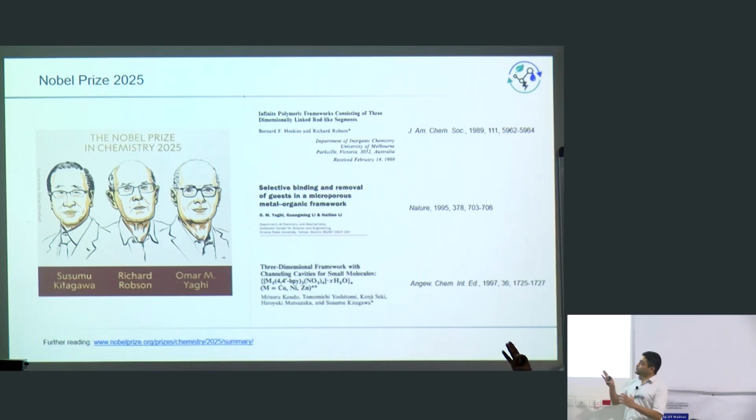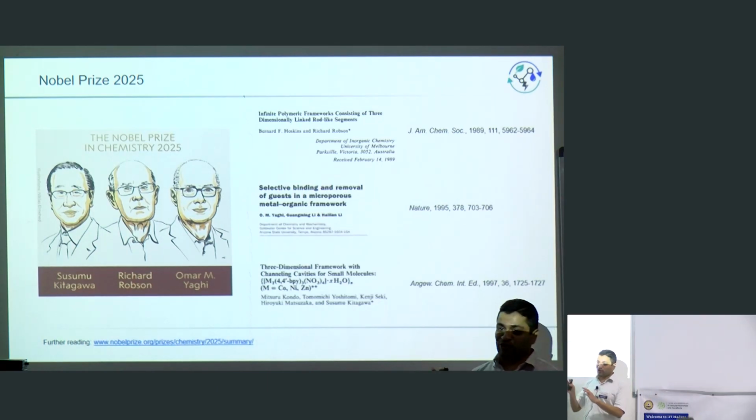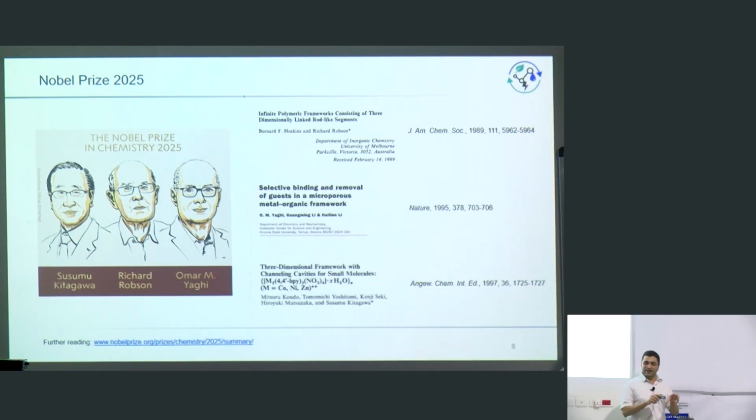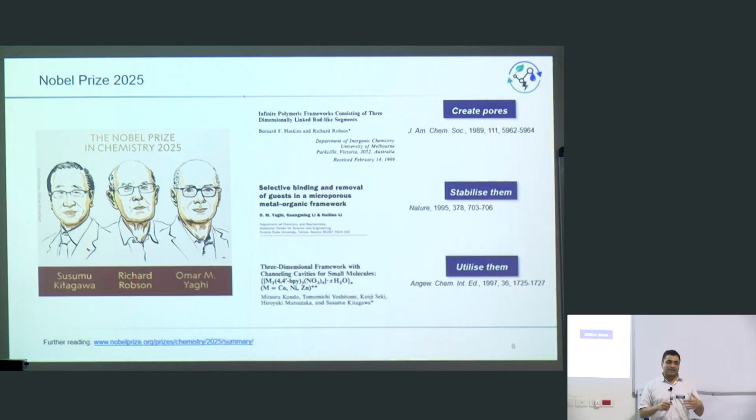Again, you don't have to remember everything or follow everything, but if you have to just take the key ideas from this: amongst the three, Robson kind of showed that pores can be created, Yaghi showed that the pores can be stabilized, and Kitagawa again showed that the pores can actually be utilized. They're not just there for the fun of it, right?